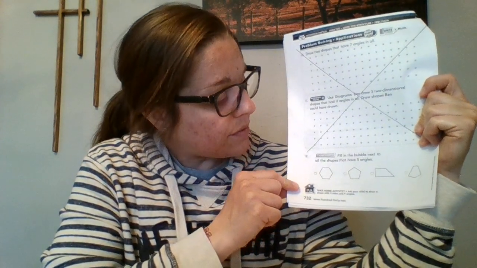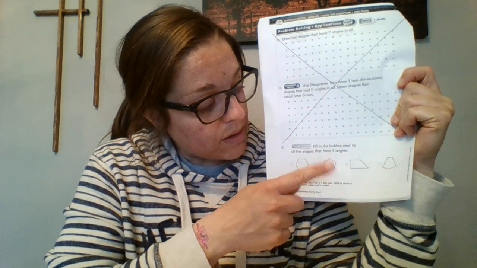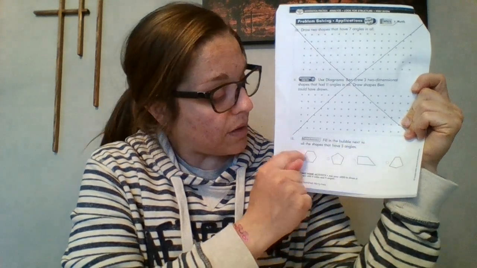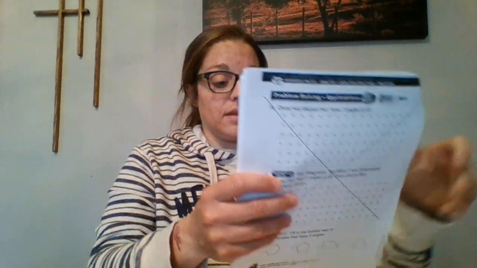All right, page 732. The top part is crossed off, but down here it says fill in the bubble next to all the shapes that have 5 angles. So you need to fill in the bubbles next to all the shapes that have exactly 5 angles. So you might want to go through and circle all your angles first on all the shapes, and then fill in the little bubble next to only the ones that have exactly 5 angles. And then you are already on your assignment page.